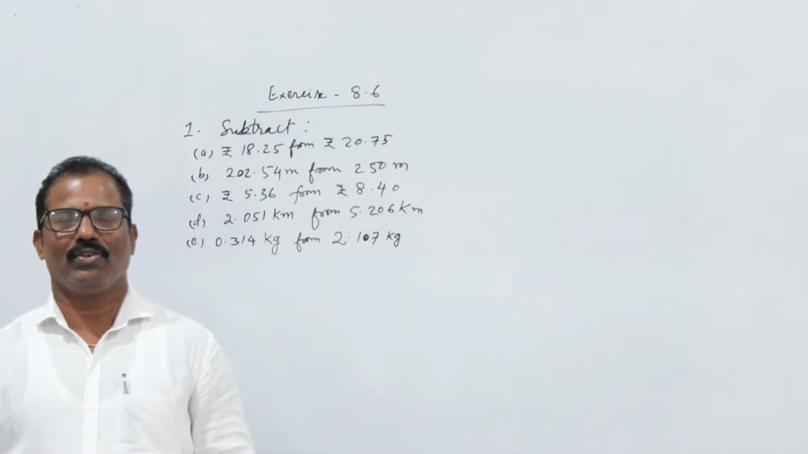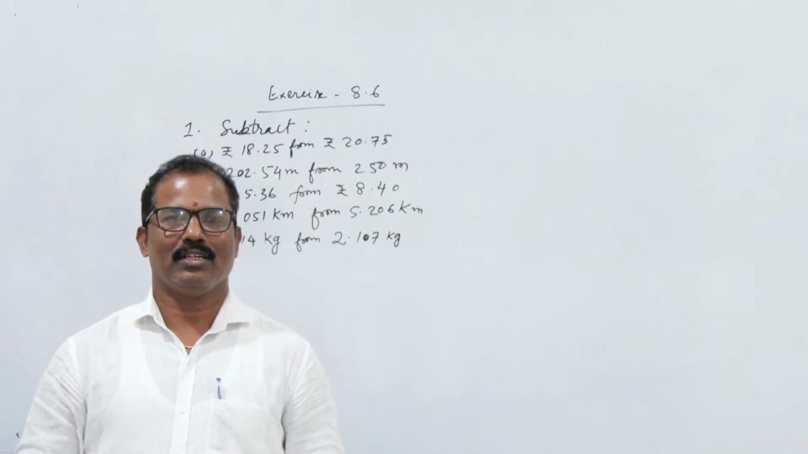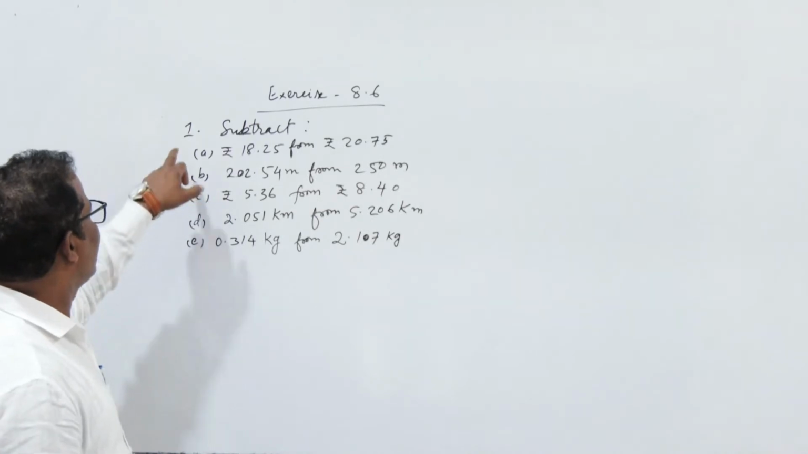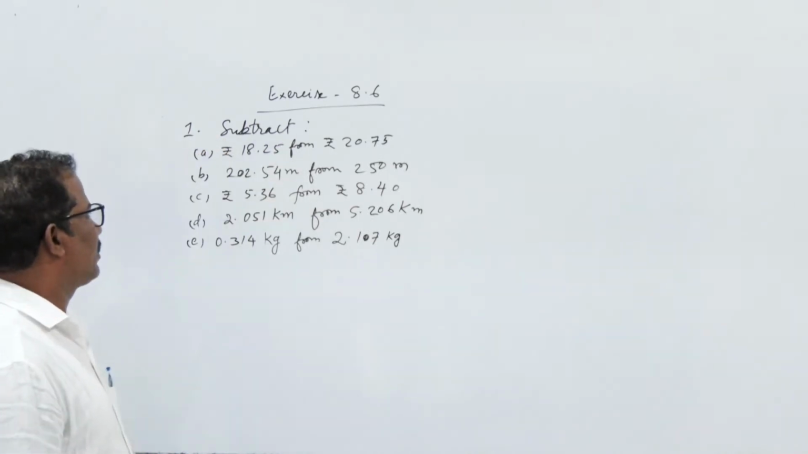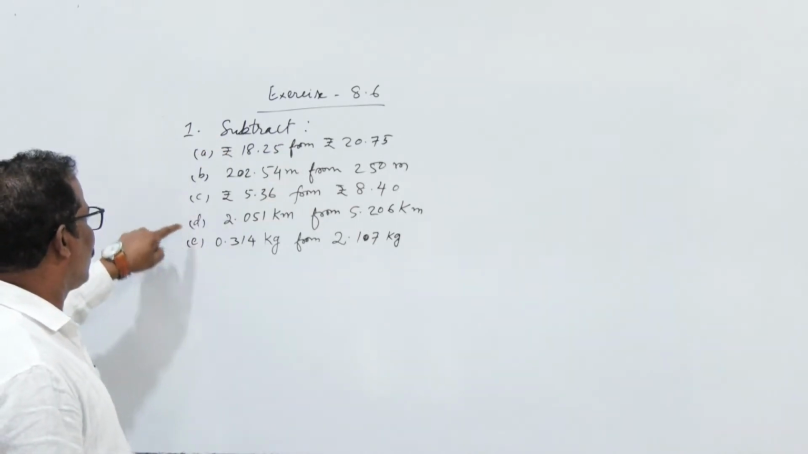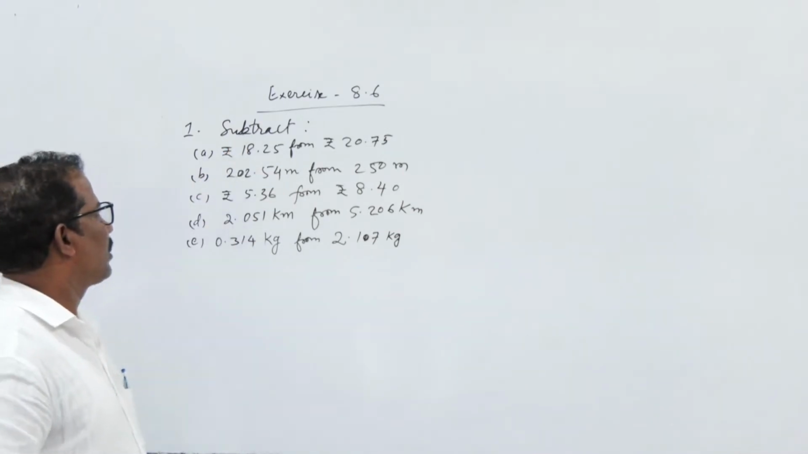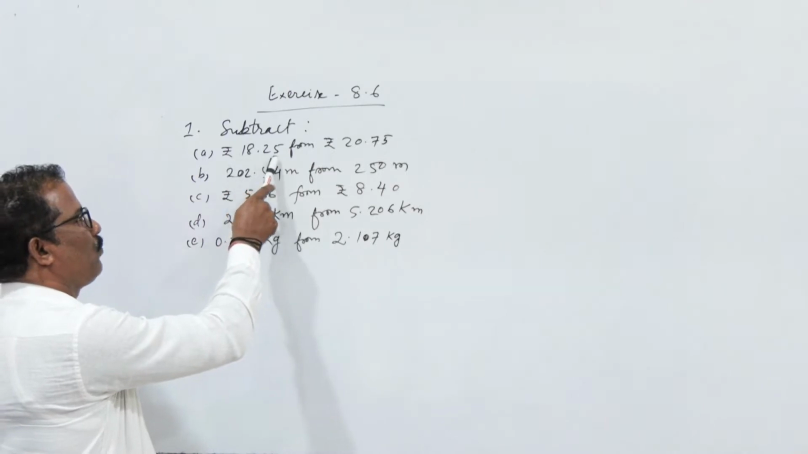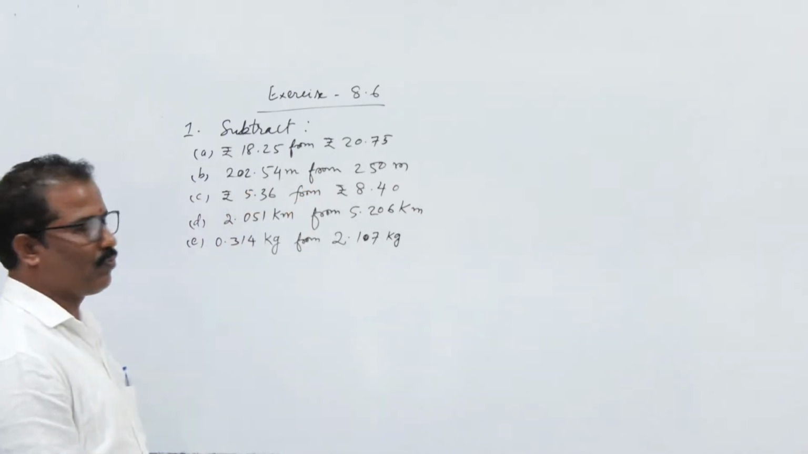Hi students, today we are going to see the last exercise of the decimal chapter, that is exercise 8.6. In this, you see the first question is subtract, and there are five questions in this subtract. In this, you see question A: rupees 18.25 from rupees 20.75.